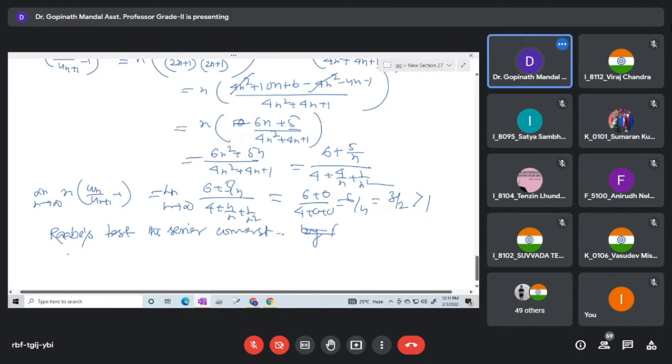That means finally we get that the series is convergent when x square is less than or equal to 1 and is divergent when x square is greater than 1.